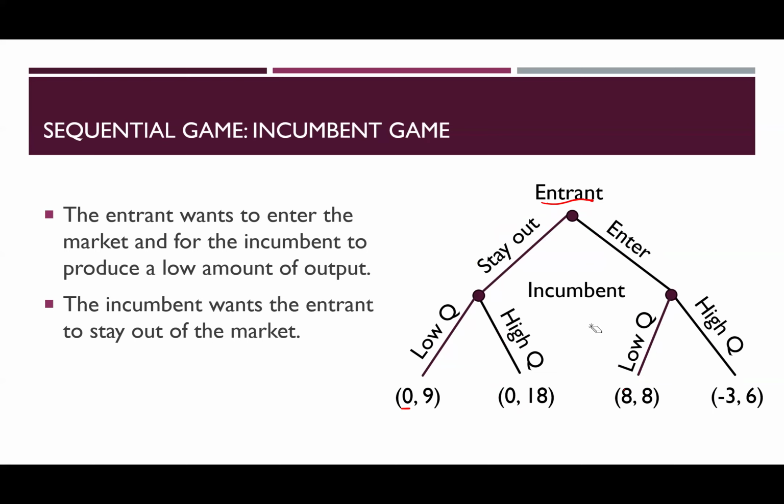So if we look at the incumbent's incentives here, their payoffs, if the entrant stays out, then that incumbent wants to make a high amount of output because their payoff is 18 rather than 9. If the entrant enters, then the incumbent is going to prefer that they produce a low amount of output because here they earn 8 rather than 6. All right, so the entrant is going to know that. And so, knowing that if they enter, the incumbent chooses low output, the entrant can confidently select that enter choice, and our equilibrium is 8, 8. Okay.